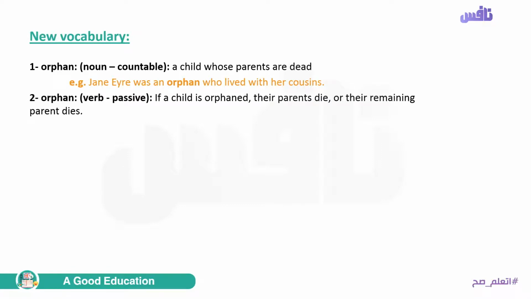We can use the word orphan as a verb, and it is usually used in the passive form. If a child is orphaned, their parents die or their remaining parent dies. Let's take an example. A 15-year-old boy left orphaned by the recent disaster. بمعنى ييتم.